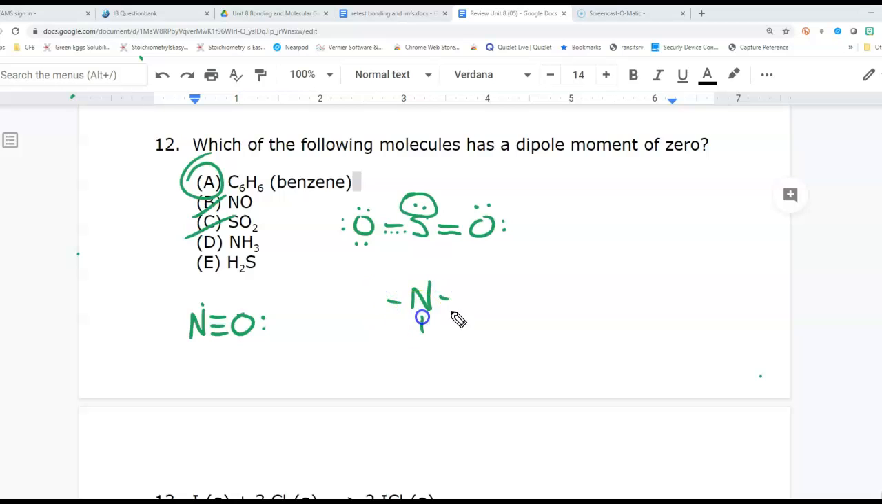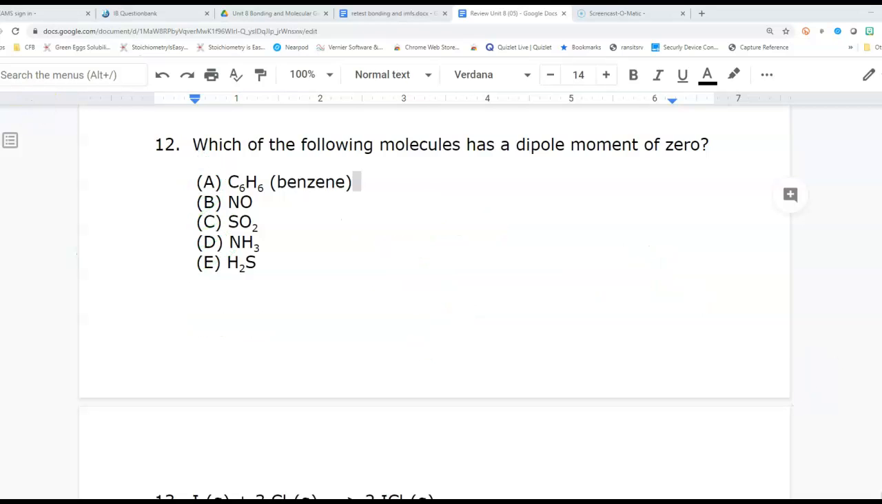NH3 actually is a much more common one, and it will look like this. And so that is going to be a polar one as well. It's got a lone pair. How about H2S, which ends up looking a lot like H2O does, with the lone pairs of electrons like that, and that also has a dipole moment. So A was our correct answer there.